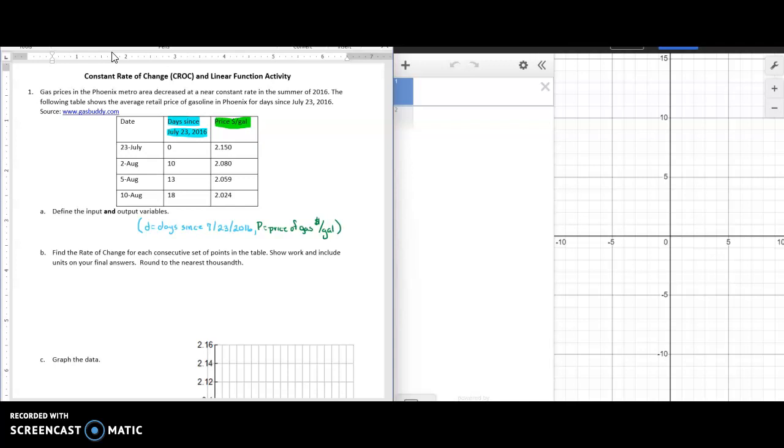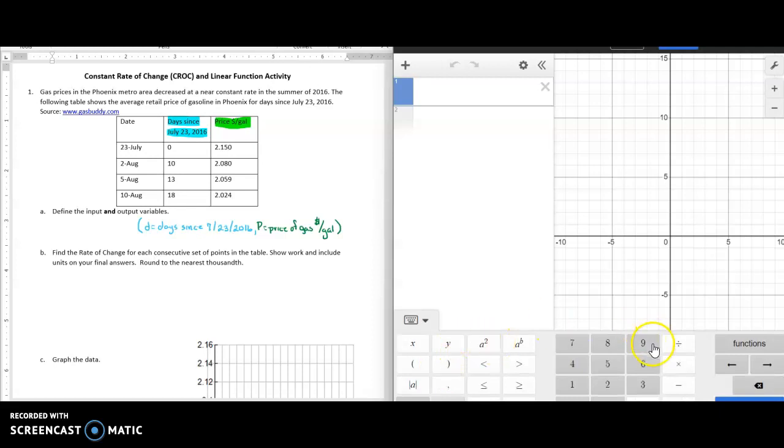All right, and so find the rate of change for each consecutive set of points in the table. So 0 to 10, 10 to 13, 13 to 18, and show our work and include it. I'm just going to jump over here to Desmos and have Desmos do our calculations for us. An easy way, we can just hit the divide button and start off, and it gives us a fraction automatically. Again, we need the output, so 2.150 minus 2.080, and on the bottom we have 0 minus 10. And there's our rate of change.